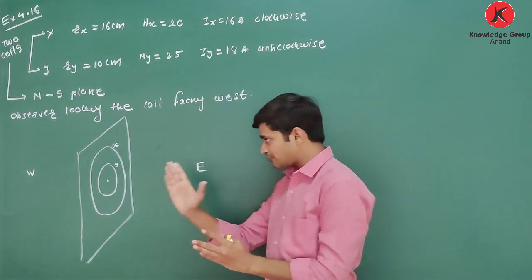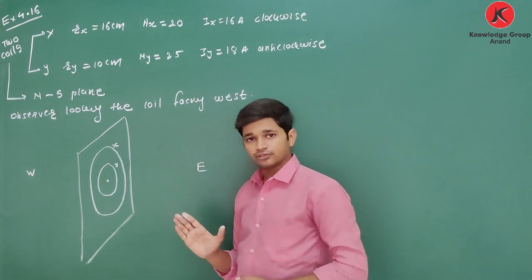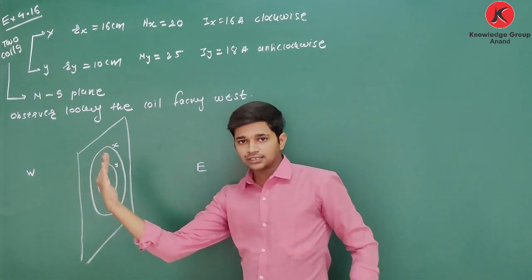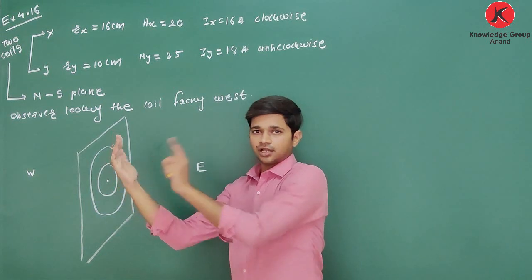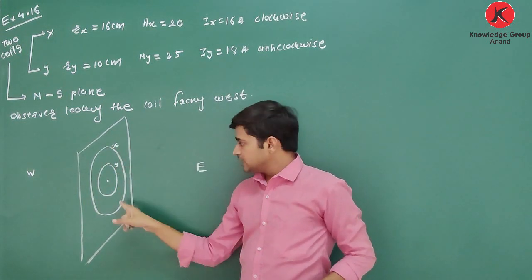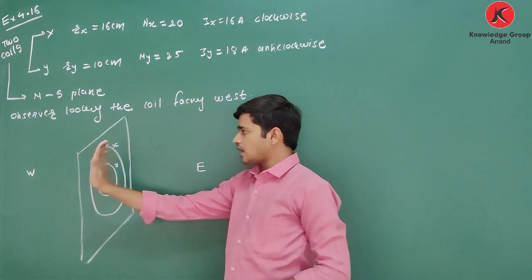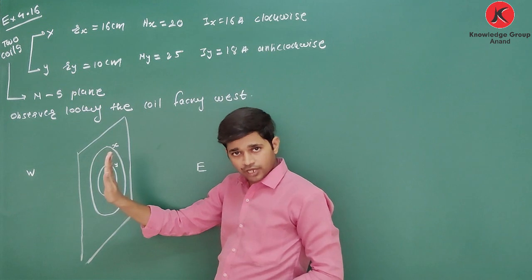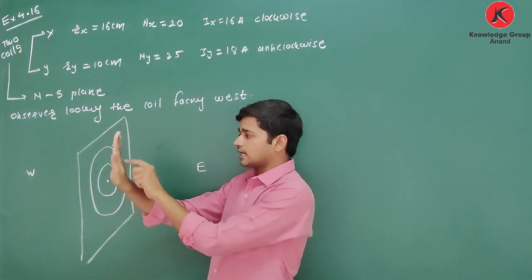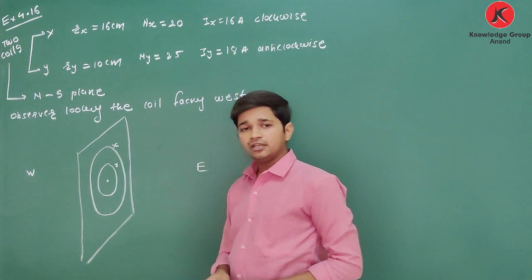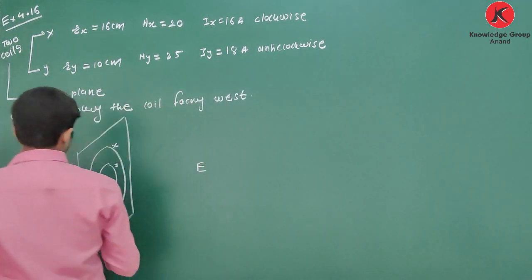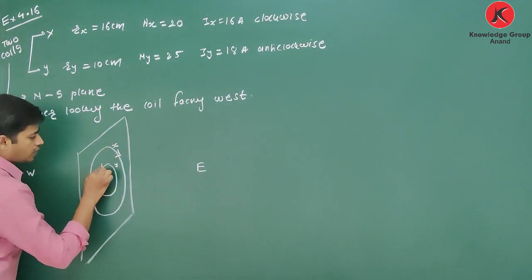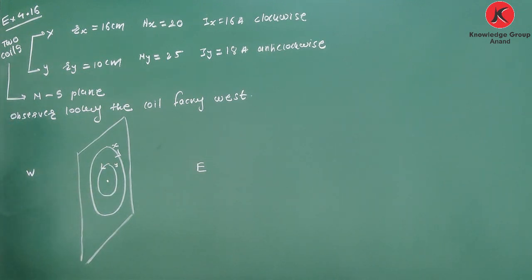See, facing west means the observer is this side, facing west. This plane is actually like this. Two rings are like this. Clear about this? These two rings lie in a vertical plane, in the north-south direction. So these two coils are like this, X and Y. In coil X, current is flowing in clockwise direction, and in Y it is in anti-clockwise direction. Then we have to find what is the resultant magnetic field at center and in which direction.